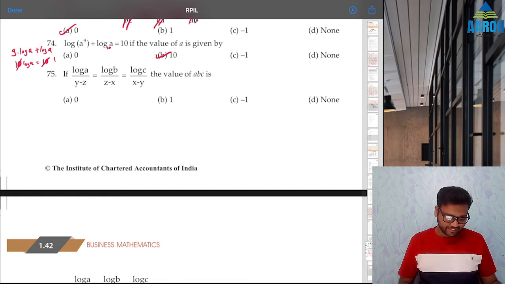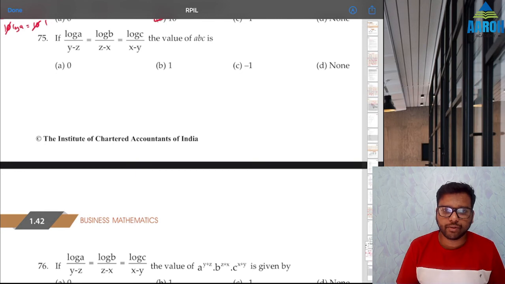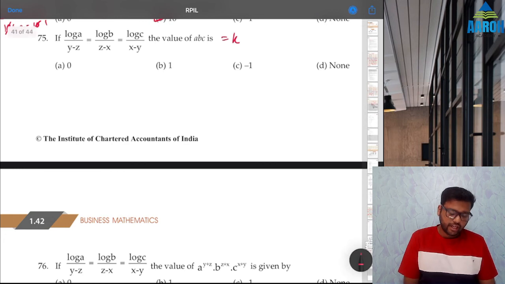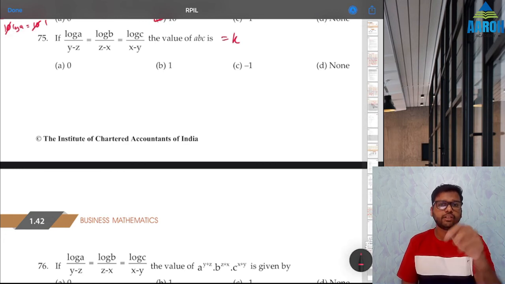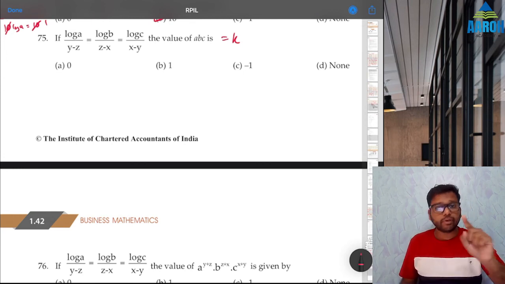So let's start. 75. If log a by y minus z is equal to log b by this is equal to log c by this, then what is the value of abc? Okay, one easy way to do this is to assume everything as k. I've told you, whenever there are two equal to signs, generally assume everything as k and then rearrange. This is easy, but this is lengthy.